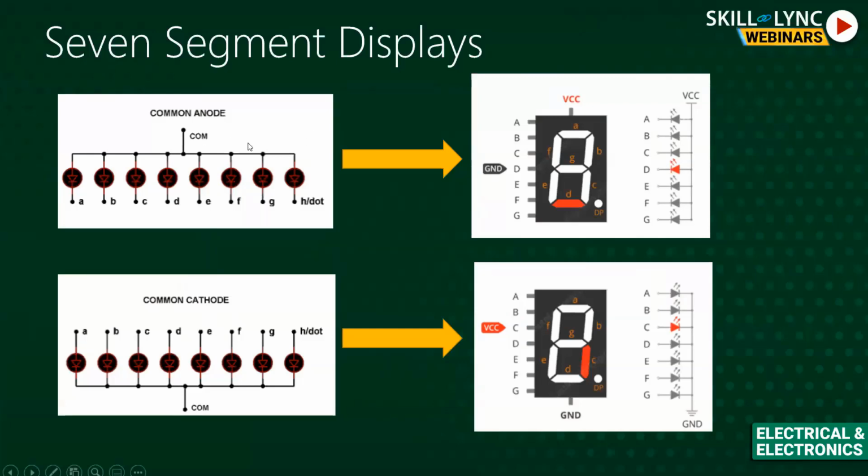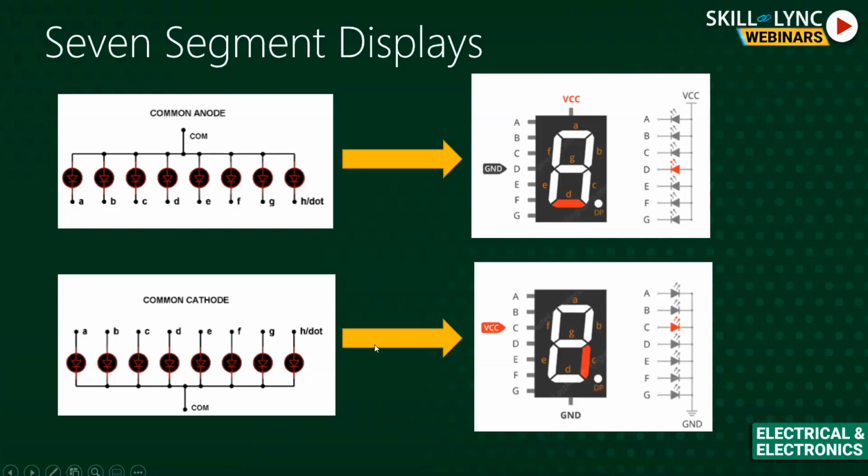So in case of common anode, to make the LED on, we need to give the ground, meaning a low value, to that LED, because here all the positive terminals are common and connected to VCC. So depending on which LED I want to turn on, I will provide the ground or zero level to that LED, which will make it on.